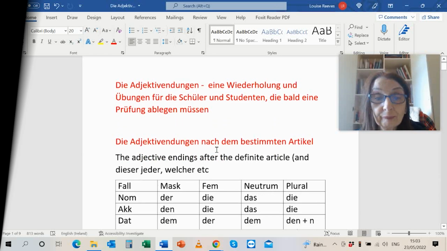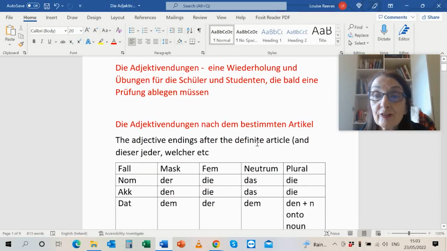So here we go. The adjective endings after the definite article. This will include the words for this, which is dieser, jeder, which is each, and welcher, which means which, because they're all the same. This is the masculine version, but you'd also have a feminine version and a neuter version. The feminine version would be diese, jede, and welche. And the neuter version would be dieses, jedes, and welches.